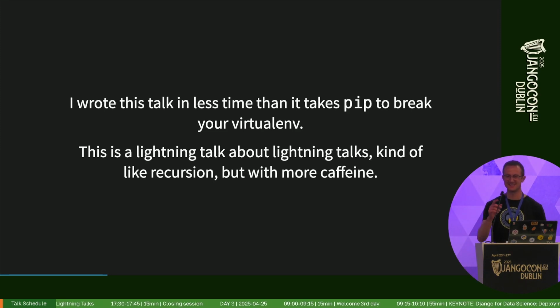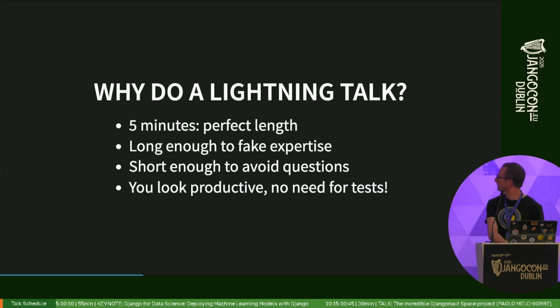So first rule, always check the output of your AI generator. And then, I wrote this talk in less time than it takes to brew your coffee. And this is a talk about lightning talks, so it's kind of a recursion. All of you know and love recursion, for sure, but with a little more caffeine. So why should you do a lightning talk? Well, it's 5 minutes long, so it's a perfect length. Long enough to fake expertise, but short enough to avoid questions from the audience. So you look productive, but there's no need for tests.